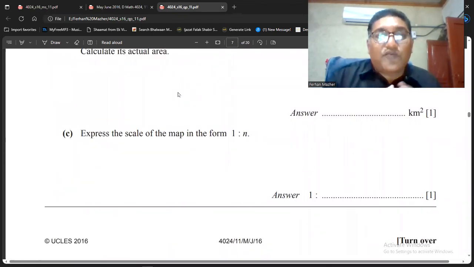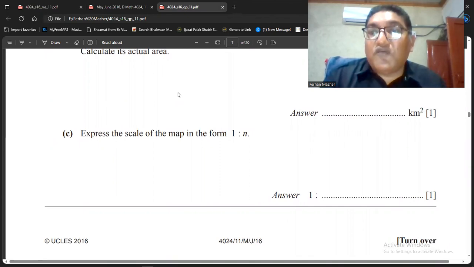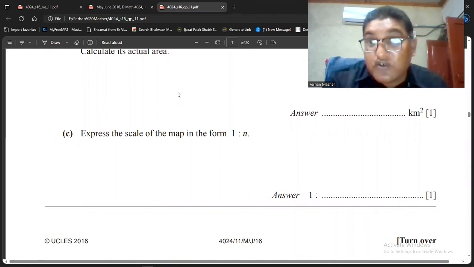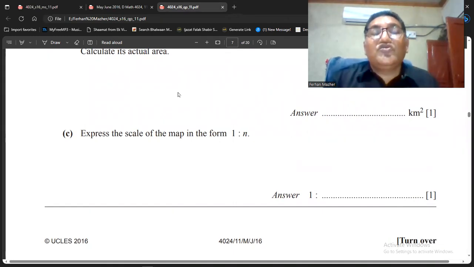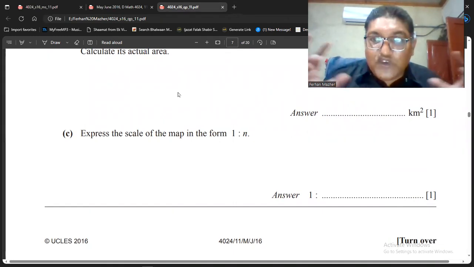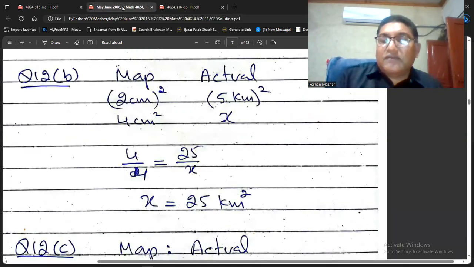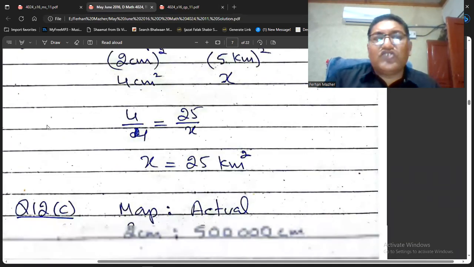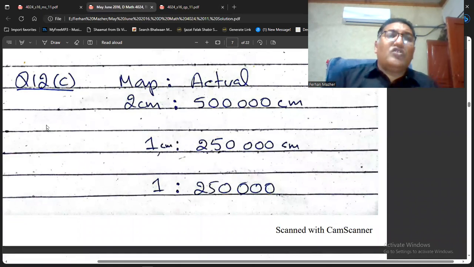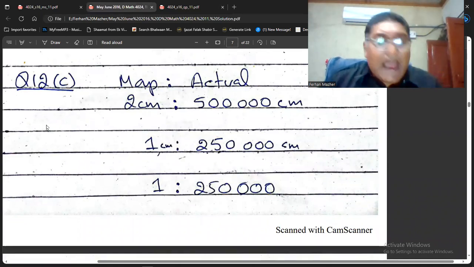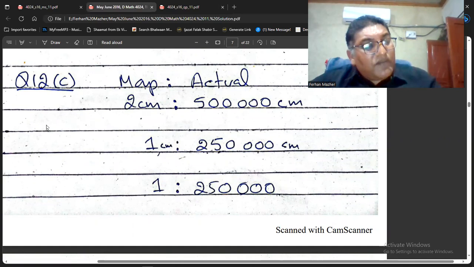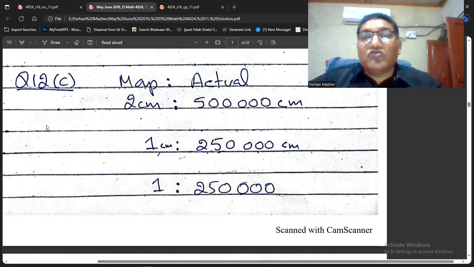It's a C part. Express the scale of the map in the form of 1:, and this is also called RF, where the scale is used in the form of a ratio. When you put the two quantities in the ratio, their unit must be same. So our scale was that 2 centimeter represents 5 kilometer. When I write them in the ratio, this will be map to actual. So if the map is in centimeters, then the actual should also be in centimeters. You know, in 1 kilometer, there are 100,000 centimeters. So in 5 kilometers, there will be 500,000 centimeters.